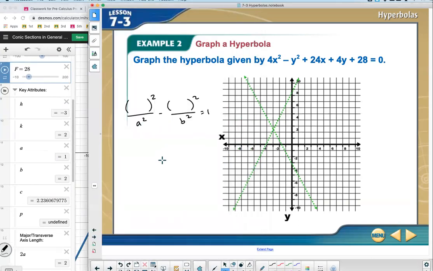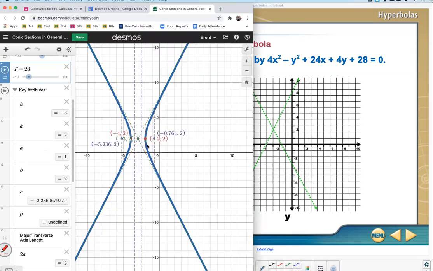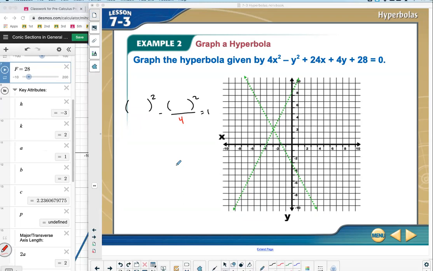The way you would solve this is say, oh, well, here's what I know. A is 1. So 1 squared equals 1. Anytime you divide by 1, you don't need that denominator, so that would go away. B squared is 2. Well, 2 squared is 4. So if that's 4, I'll just put a 4 here. When you look at the picture, it allows you to see that it's horizontal, which means the A goes horizontally with X, the B would go vertically with the Y.